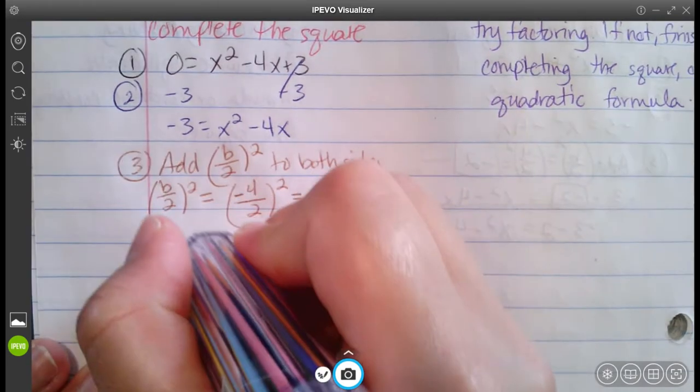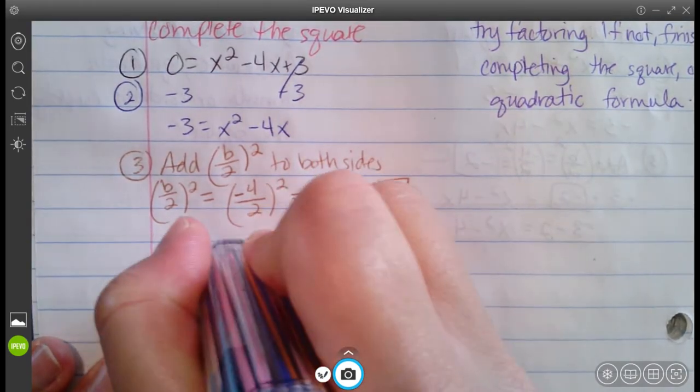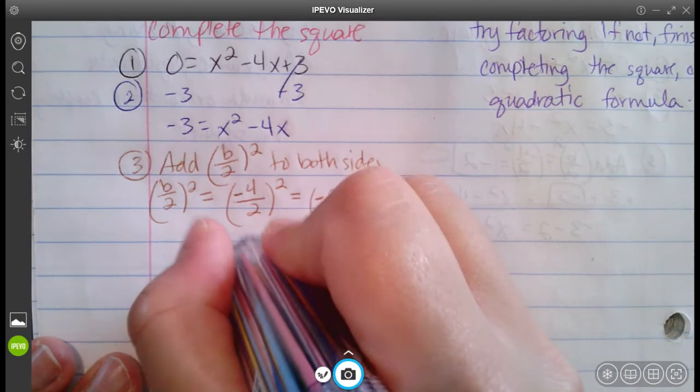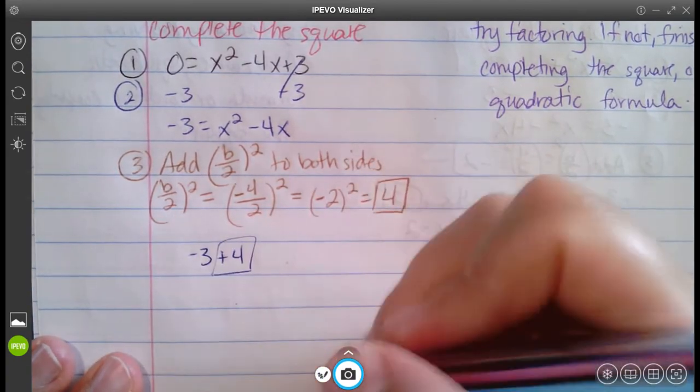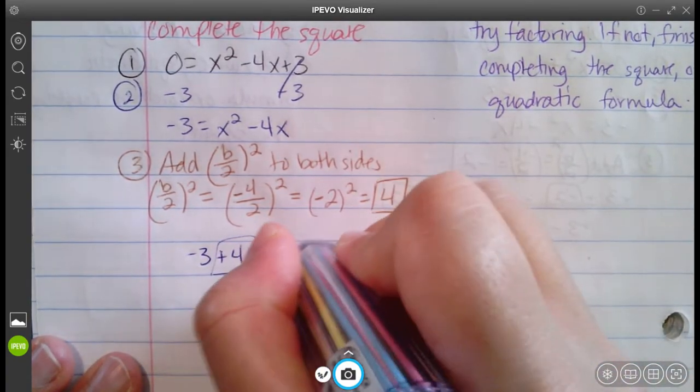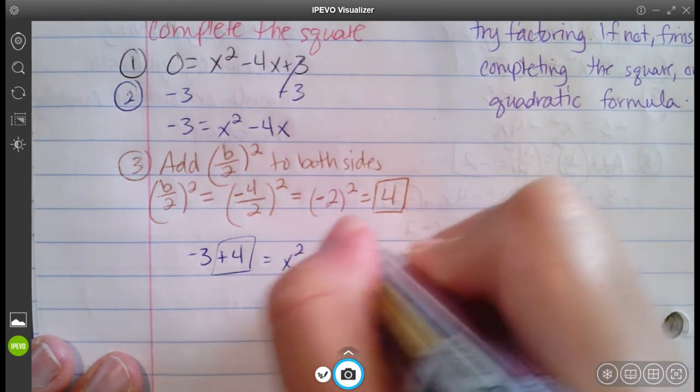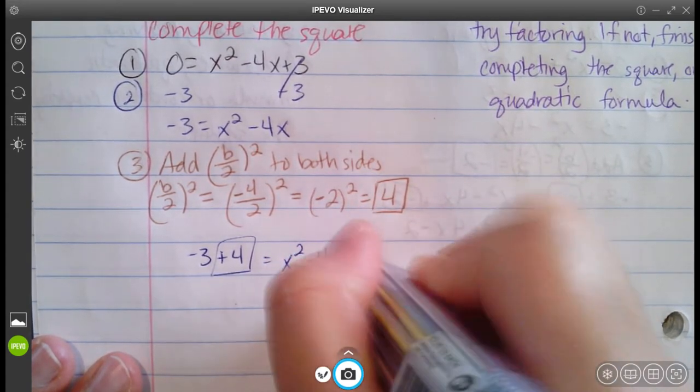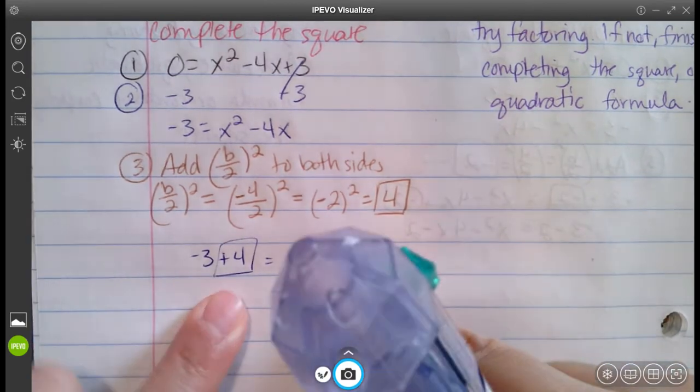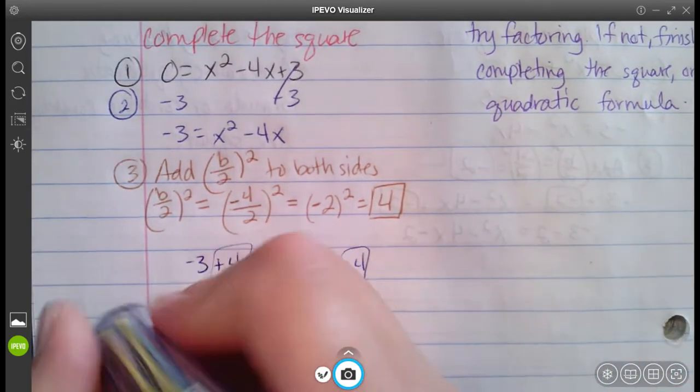So I'm going to have negative 3, I'm going to move this up just a little bit, plus 4, equals x squared minus 4x plus 4. Okay, so there's my addition of b over 2 squared to both sides.